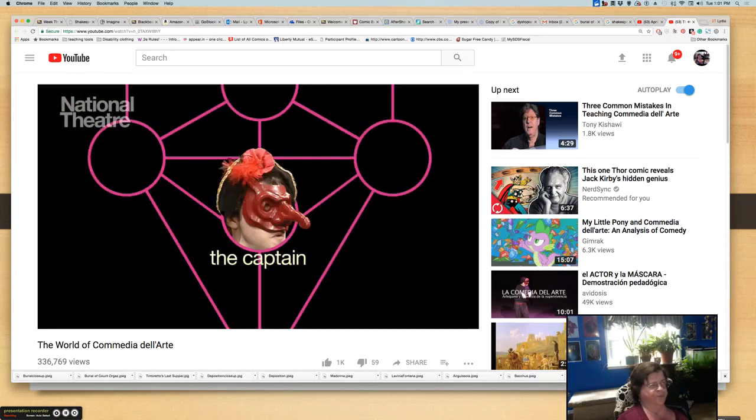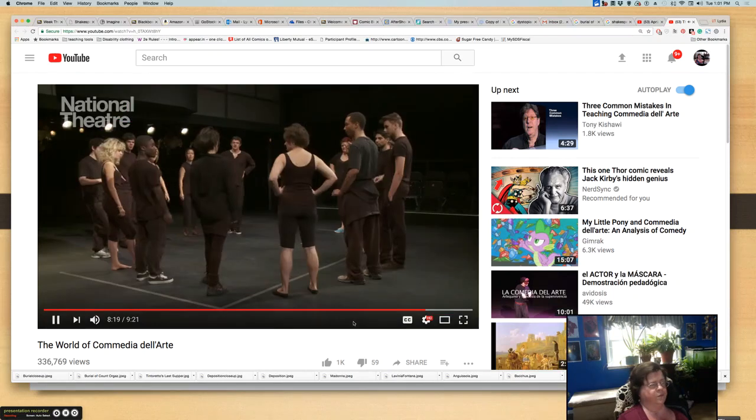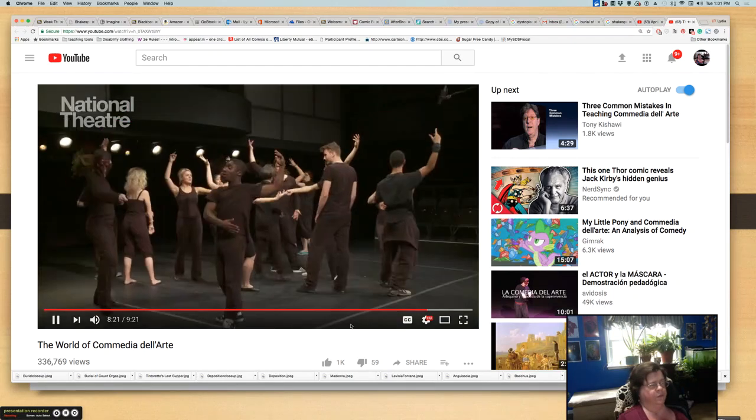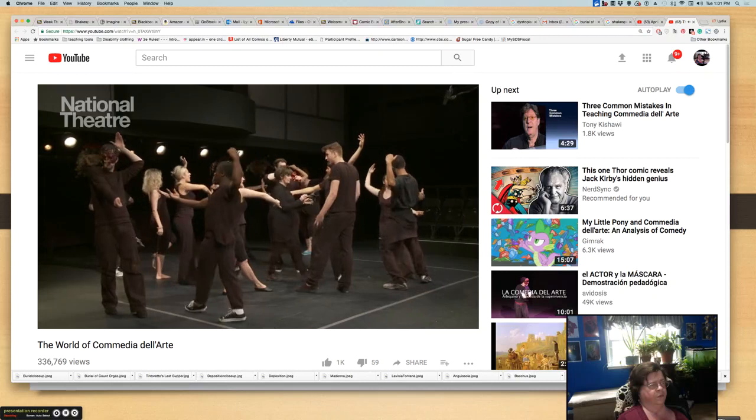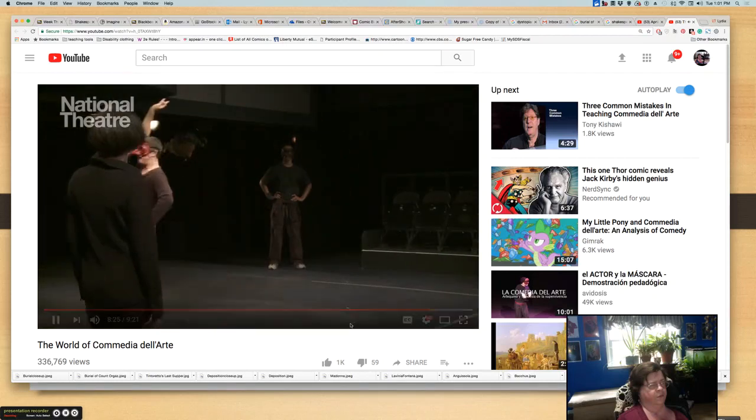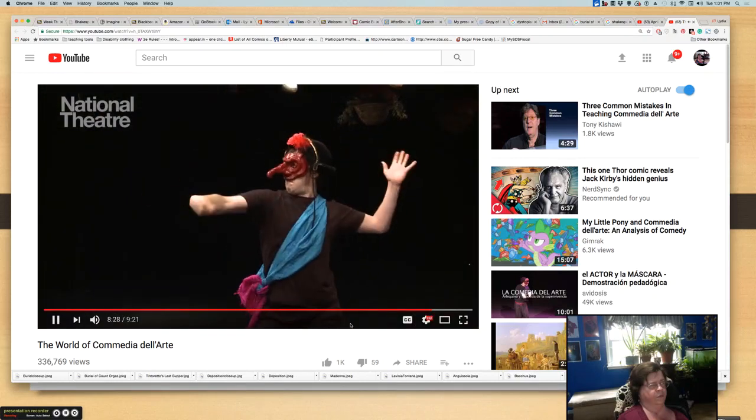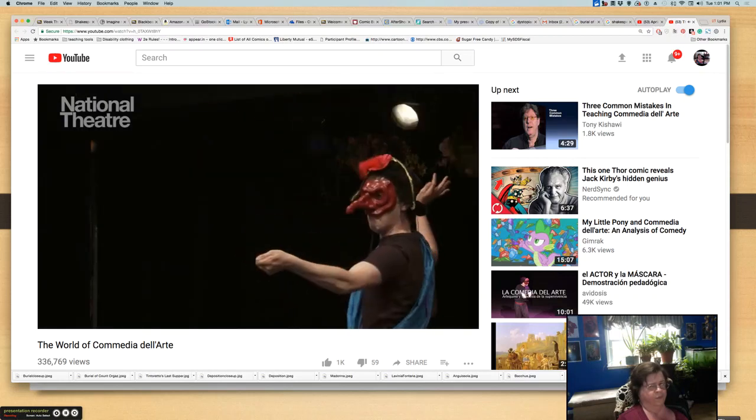The captain comes from somewhere else. He is often a mercenary soldier. He could be Spanish. He is full of swagger and braggadocio. But in reality, he would do anything to avoid a fight.